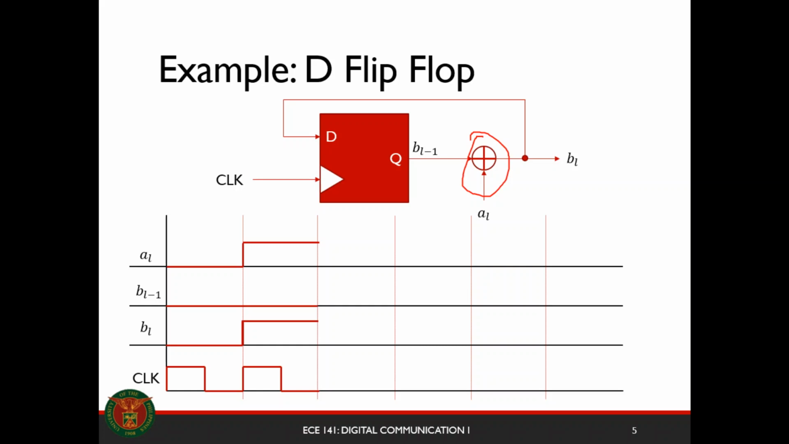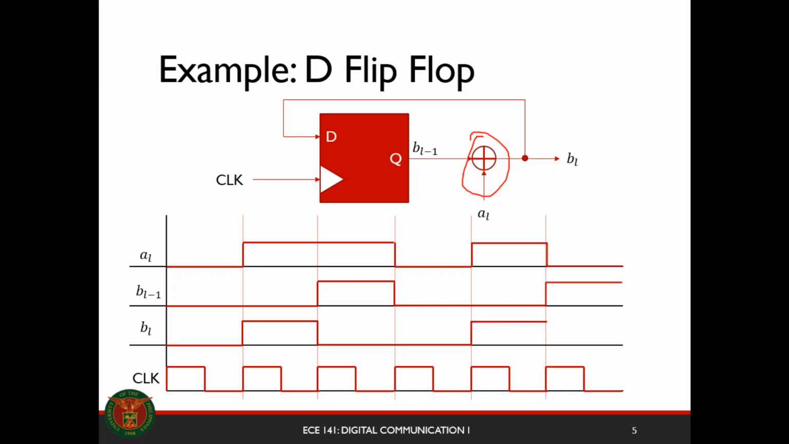For the next clock trigger, B sub L is copied to the previous state. We have a new input, let's say it's also 1. We add that and get 0. Again, we copy that. Now the next input is 0. You add that, it's 0, and so on and so forth.